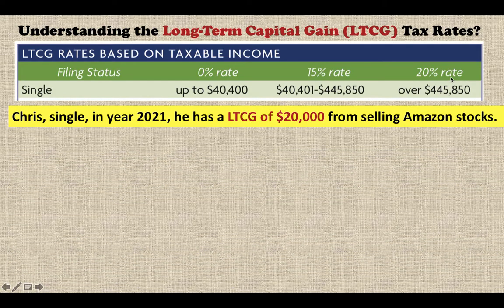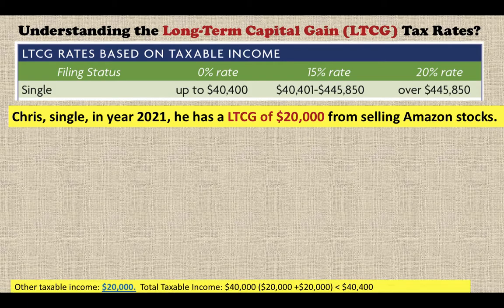Let's see an example. Say Chris is single. In year 2021, he has a long-term capital gain of $20,000 from selling Amazon stock. So Chris has a long-term capital gain of $20,000. Should this $20,000 be taxed at a 0% rate, 15% rate, or 20% rate? Well, it depends on how much other income he has.